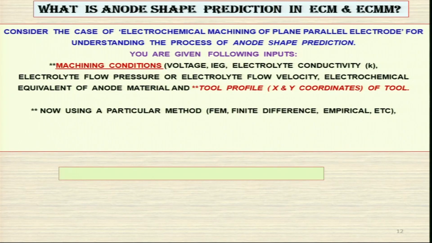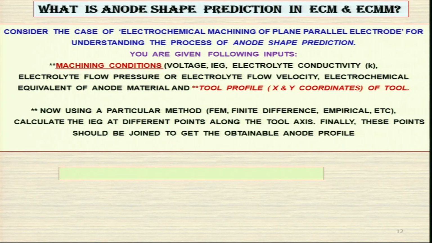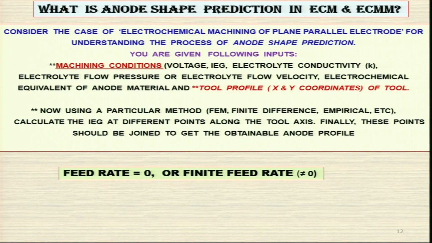Now, using a particular method, finite element method, finite difference method, empirical method, etc., calculate the inter-electrode gap at different points along the tool axis. Finally, the inter-electrode gap is calculated for different points on the workpiece. Now, these points should be joined to get the obtainable anode profile. Once you get these different points or nodes on the workpiece surface, you join them and then you will get the final simulated or computed anode profile. Now, feed rate. There can be two cases: one, feed rate is 0, and in another case, feed rate is finite.